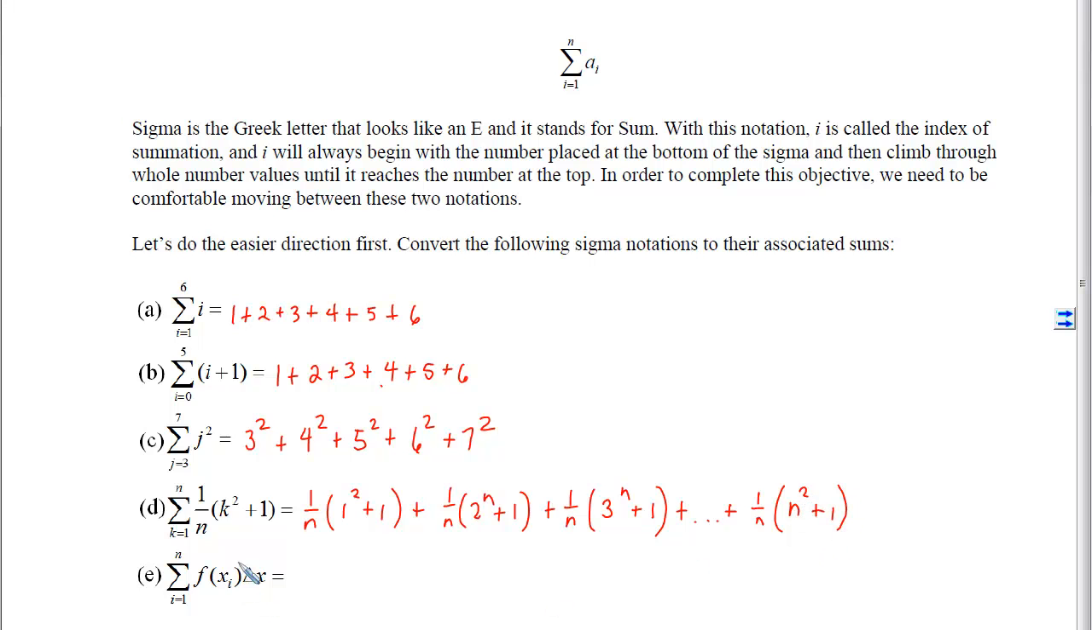For our final example, we can see here that this i is an index letter of i, but it's also a subscript of an x.